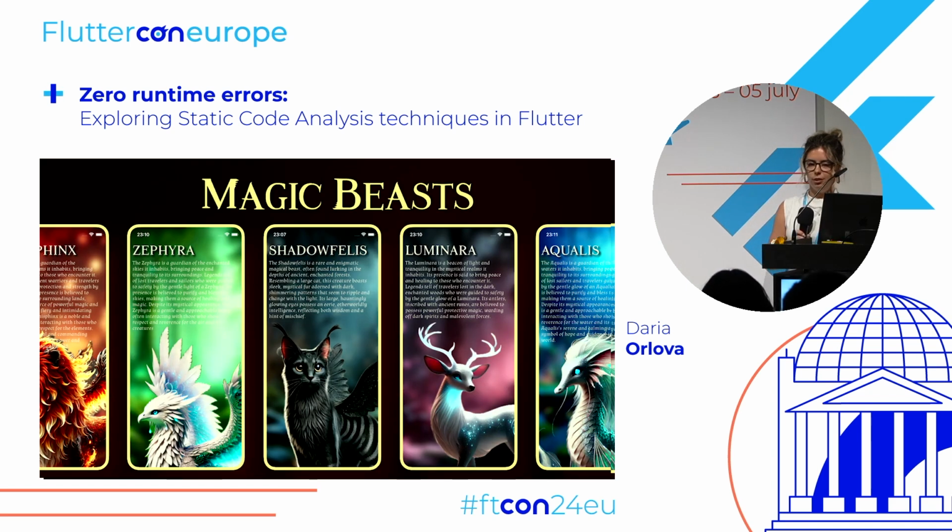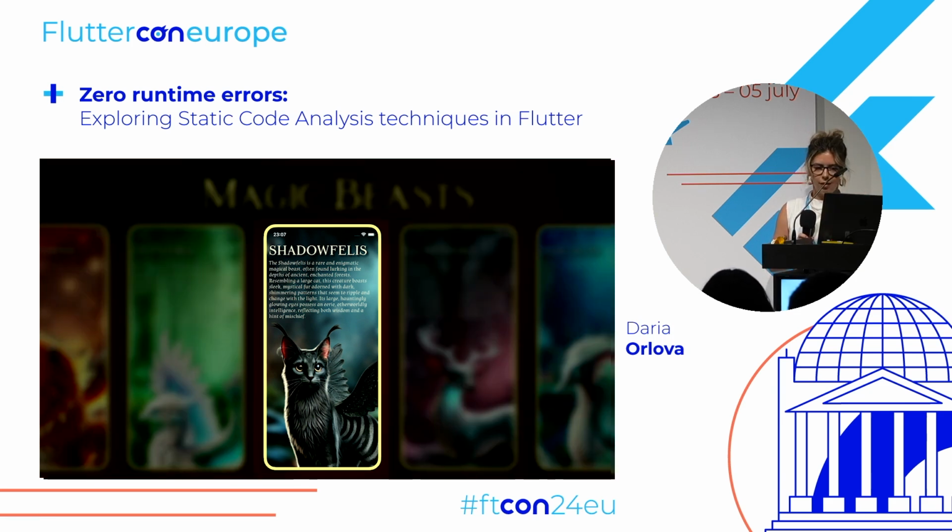Of course, to explore coding practices, we need a sample app. What I've built for this demo is an app called Magic Beast, where you can see different kinds of magic beasts. And if you've ever been to my talk or know me in general, you know that I have this thing with cats. There can't be a talk that does not mention a cat. So the star of today is Shadow Felice, which is no ordinary cat, but a magical beast.